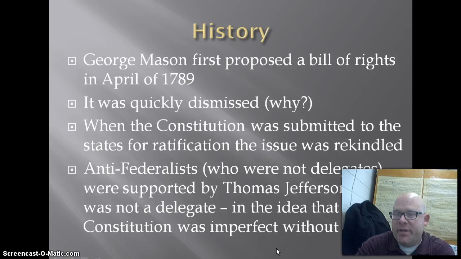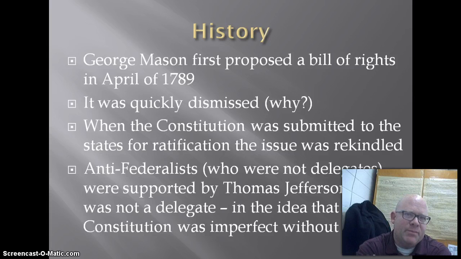All right, here we go. The history. When we talk about civil liberties in the United States, it begins with George Mason. He was the first to propose the Bill of Rights in April of 1789 at the Constitutional Convention. It was quickly dismissed by the other members of the delegation.